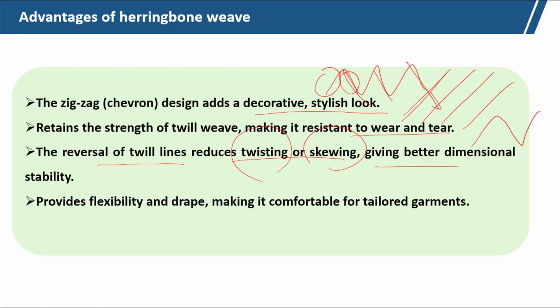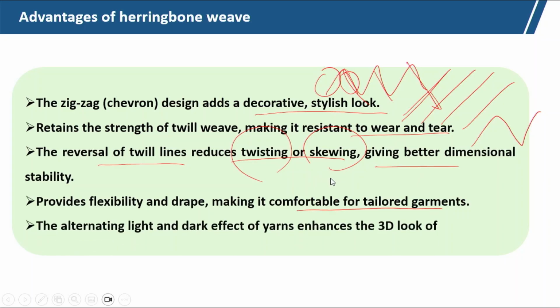It provides flexibility and drape like twill weave, which makes it comfortable for tailored garments. The alternating light and dark effect of yarn enhances the 3D look. So, it will give alternating light and dark effect of yarn. So, it gives the 3D look of the fabric.